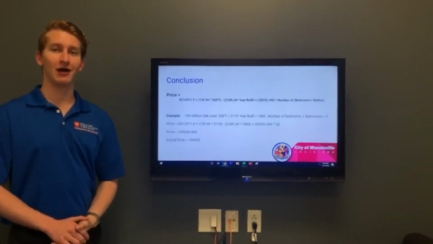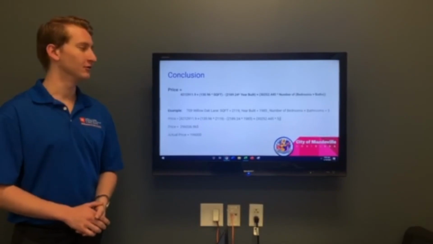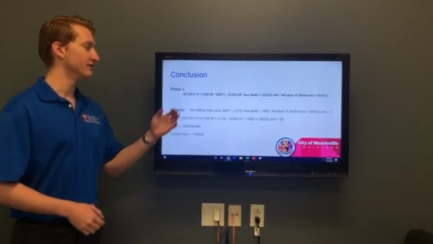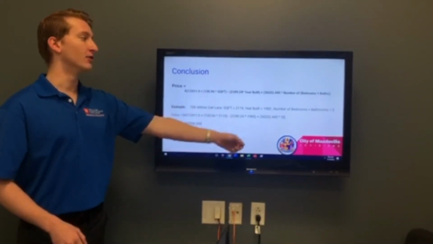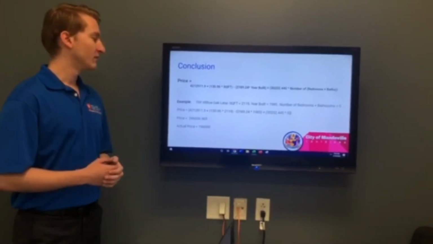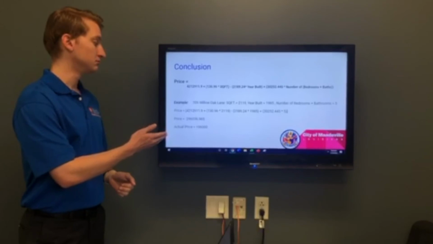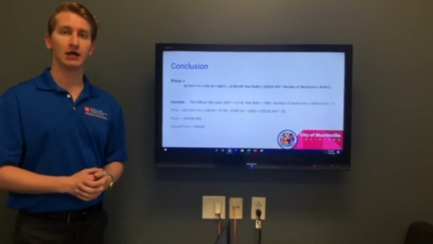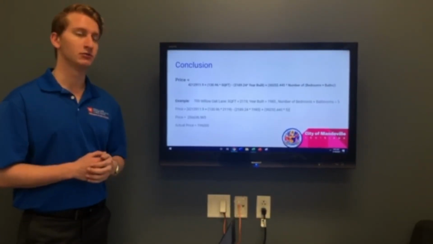In conclusion, our group determined that the best model uses the predictor variables of square foot, year built, and number of bedrooms plus number of bathrooms. All in all, this develops a model that will give you a quite accurate home price. However, there are some outliers that will skew your result.